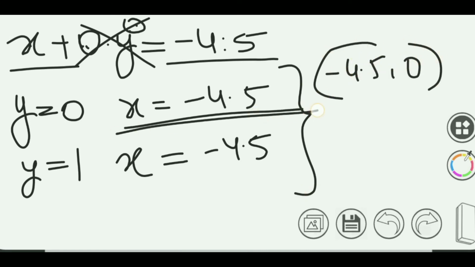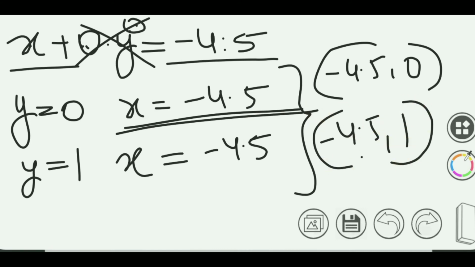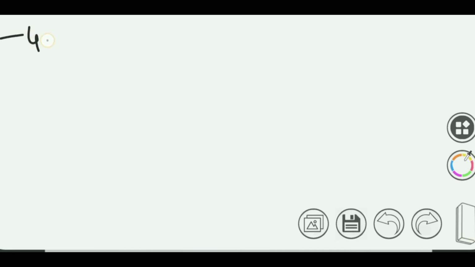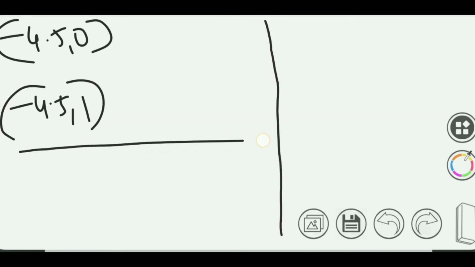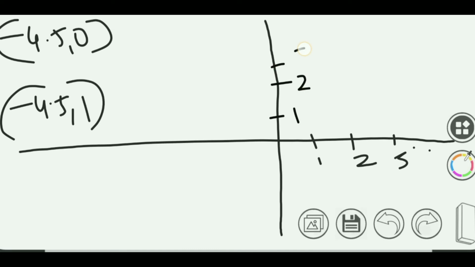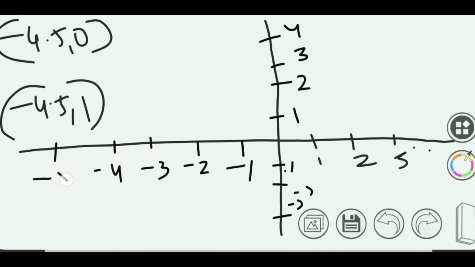So you got 2 points. First write the x term. Minus 4.5, 0 and minus 4.5, 1. So these are your 2 points. So we'll plot it now. Minus 4.5, 0 and minus 4.5, 1. Okay. So I'm drawing a Cartesian plane. 1, 2, 3, 4, minus 1, minus 2, minus 3, minus 4, minus 5.